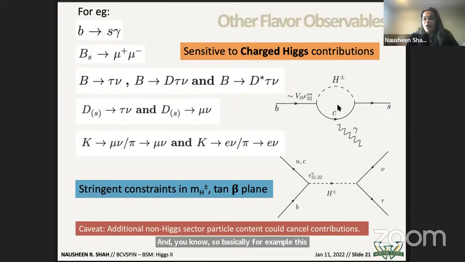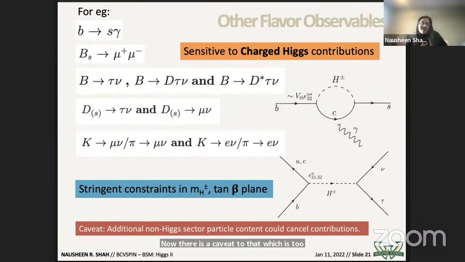So basically, for example, this is b→sγ. Okay, so you have a b quark, and it has some loop here which converts to an s and also emits a γ at the same time. And if you have these additional charged Higgs, those can contribute to these processes. Okay, so what this translates to is that you have very stringent constraints on the mass of these charged Higgses and on tan β.